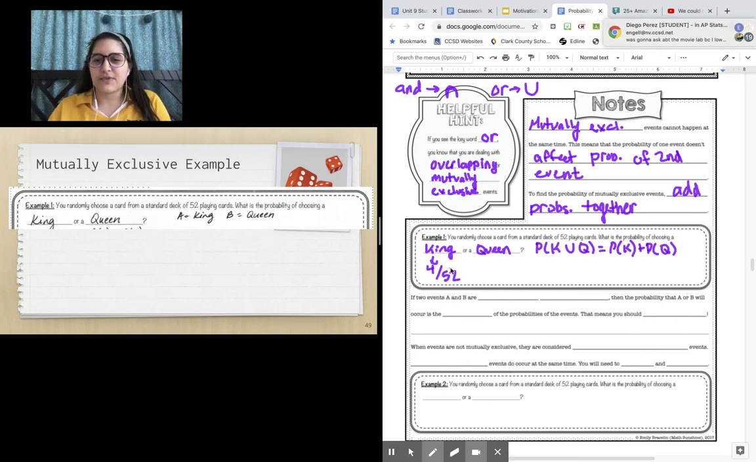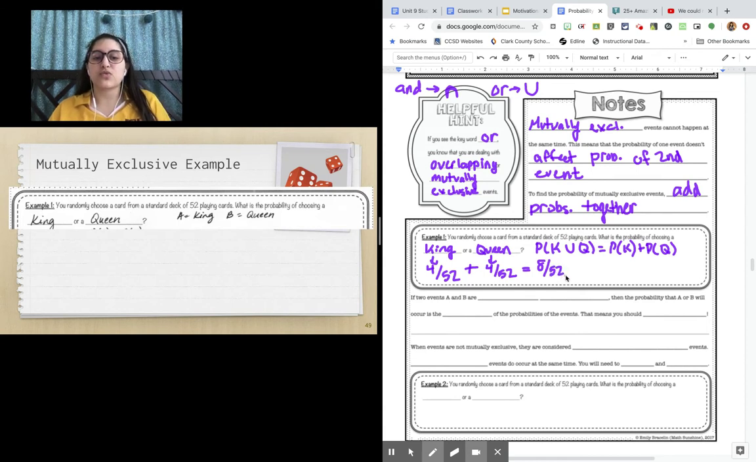Okay, so there's 4 kings out of the 52 cards. Okay, and then there's also 4 queens out of the 52 cards. So if I want to figure out what the probability is that I get either one of those, I need to add these two together. So remember, when you add fractions, you don't add the denominators, you're just adding the numerators. So 4 plus 4 is 8. So I have 8 out of 52.